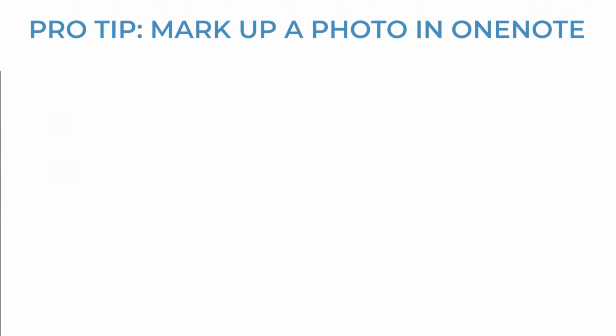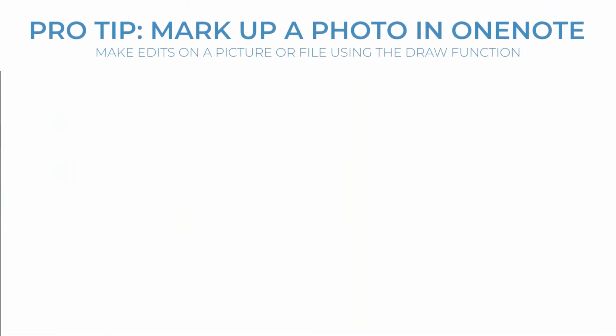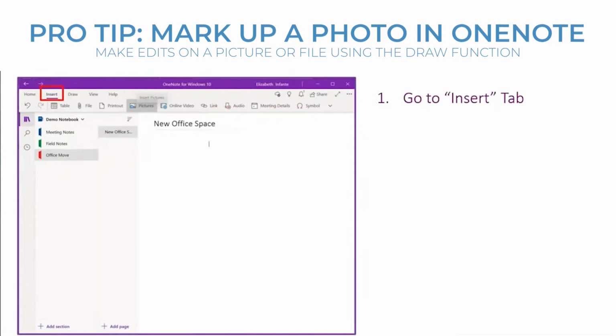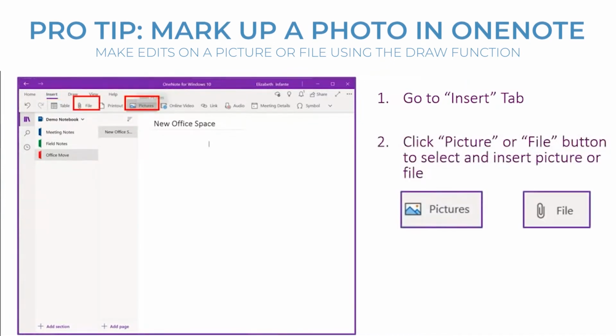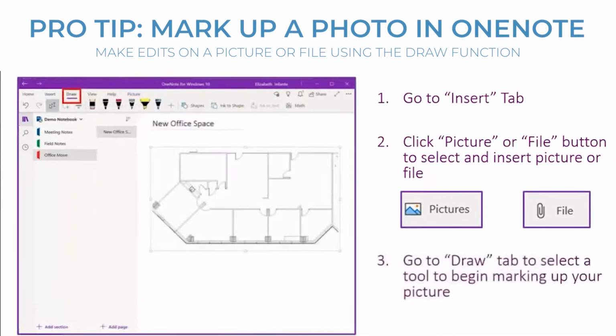And here's a pro tip. You can mark up your photos in OneNote. You can make edits on a picture or a file using the draw function, which is a great thing to do if you have floor plans or event spaces. It's a great function for that. So to put on a picture or a file, you're just going to go to Insert. You're going to go to your pictures to get the picture or file that you'd like to draw or mark up on. We have new office space, so we're going to enter this floor plan in.